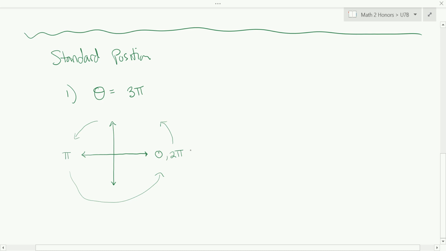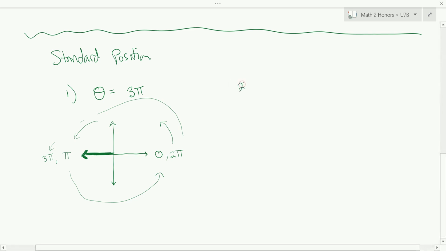We're still not at 3 pi. So then I go another half circle and I'm at 3 pi. Pi and 3 pi are both coterminal, and now we found its location. So I'm just going to make this a little thicker to say, okay, we're pointed this way. That's where the standard position of 3 pi is. Okay.